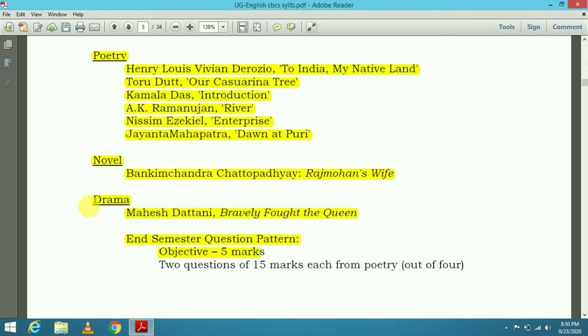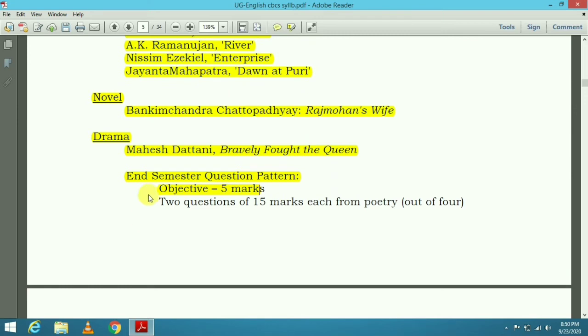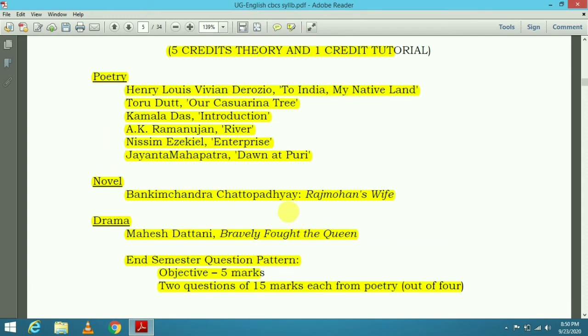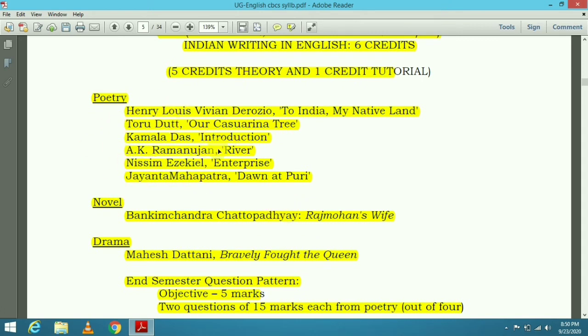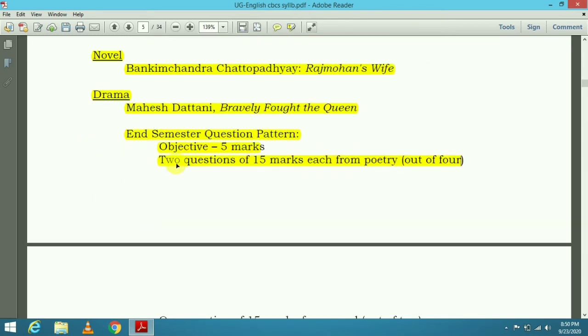That means under drama, novel, poetry, you will be given 5 questions of 1 mark each, and you have to attend 5. 2 questions of 15 marks each from poetry out of 4. Now please understand here carefully. Out of all these poems, there will be 4 questions, and out of the 4 questions you have to attend 2. You do not know what the 4 questions are and from which poems the questions will come. So you have to read at least 3 or 4 so that you can attempt 2 questions.